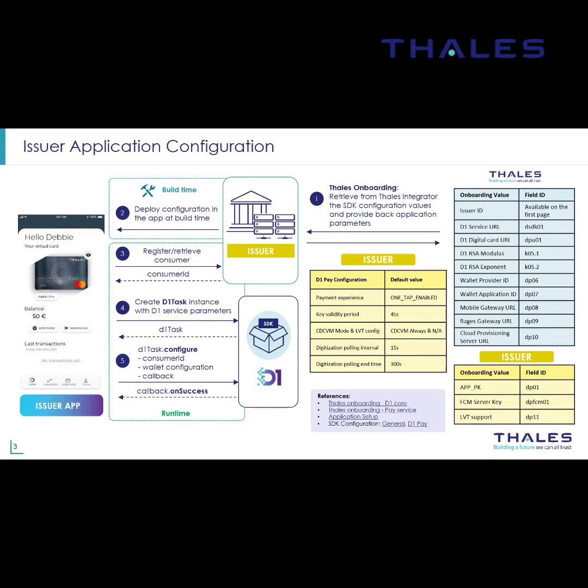To explain the left side, you will have to observe two mechanisms. First, in point 2, there is a configuration which is integrated into the app at build time. This would be the before-mentioned D1 service URL, which the SDK uses to call the API endpoints of the D1 backend. In green, you will find all activities occurring at runtime where such values as consumer ID or wallet configuration will need to be set for the D1 SDK to function properly.